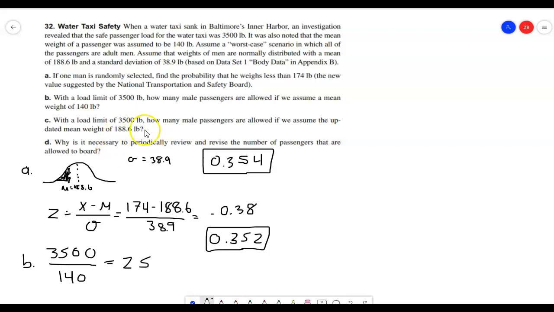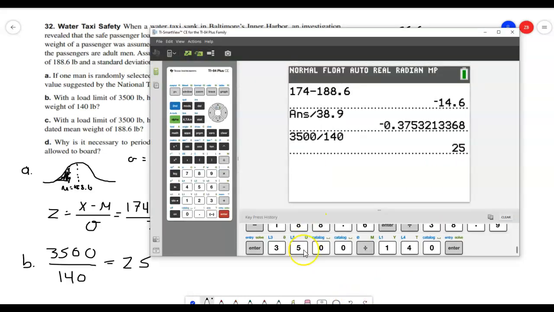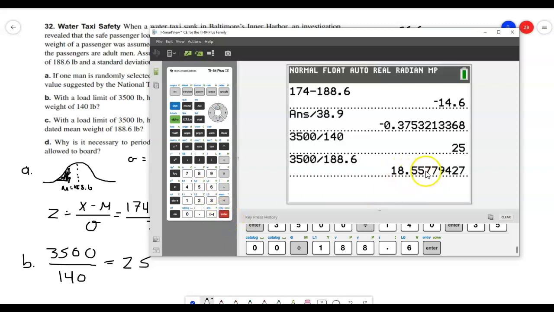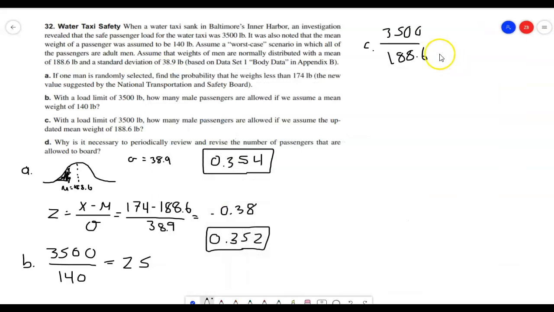All right, C. With a load limit of 3,500, how many male passengers are allowed if we assume the updated mean of 188.6? Well, same kind of thing, right? So this would be 3,500 divided by 188.6. Now remember, that's a load limit, so we can't go over that. So we're going to have to round down with whatever we get. So 3,500 divided by 188.6, and that would be rounded down to 18. So that would be 18 people, right?